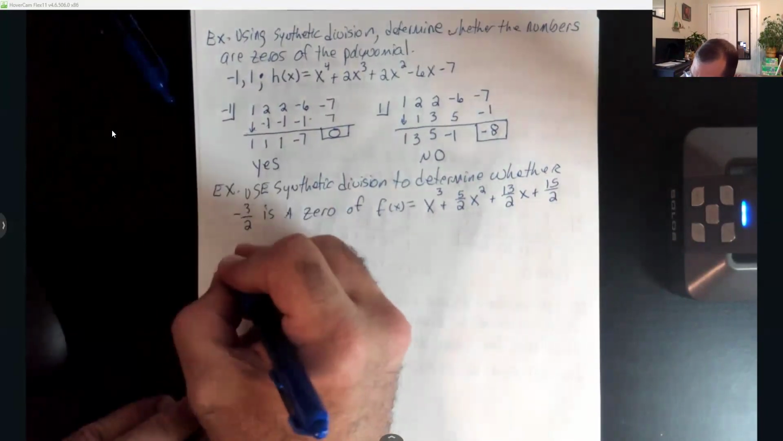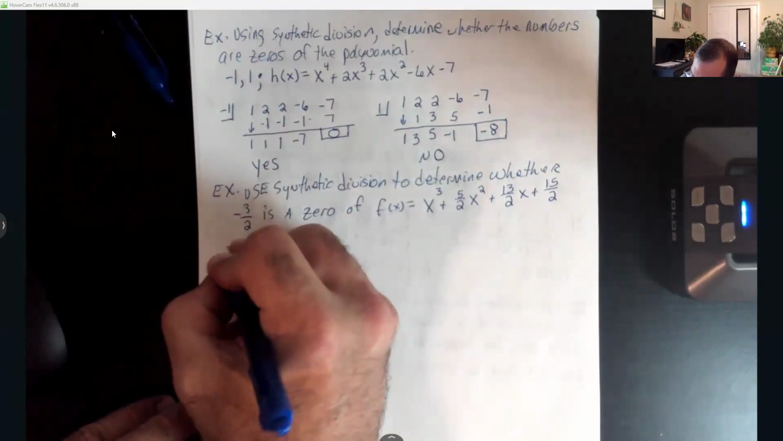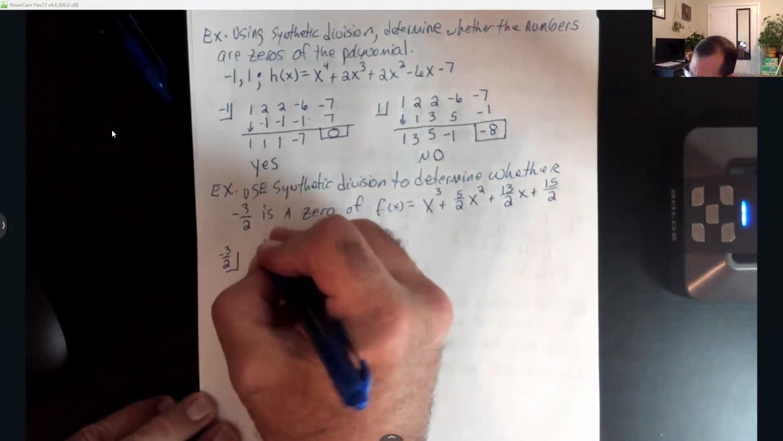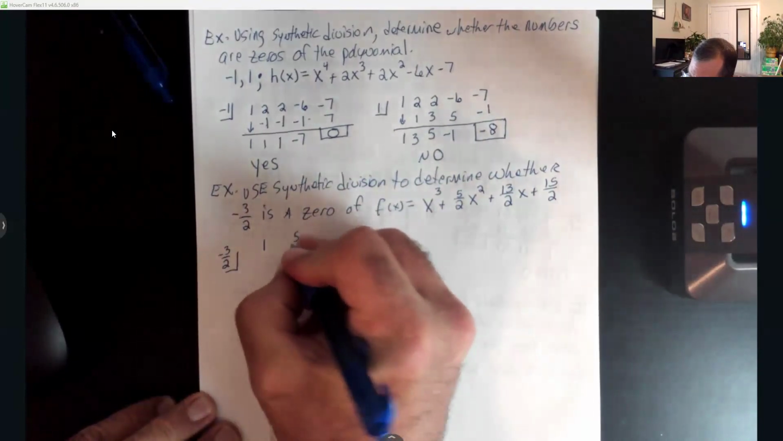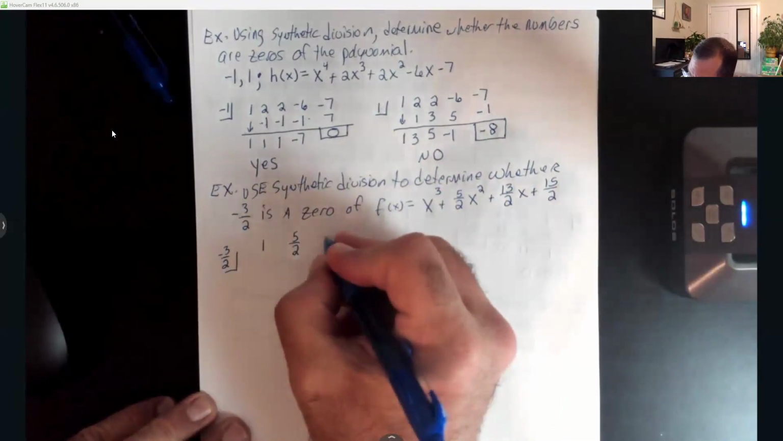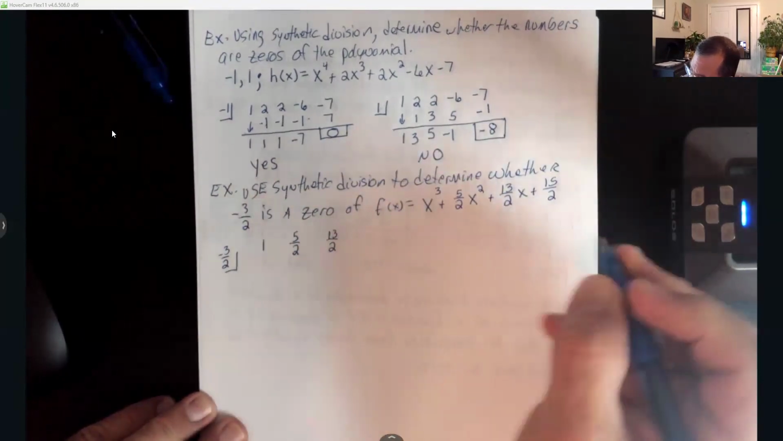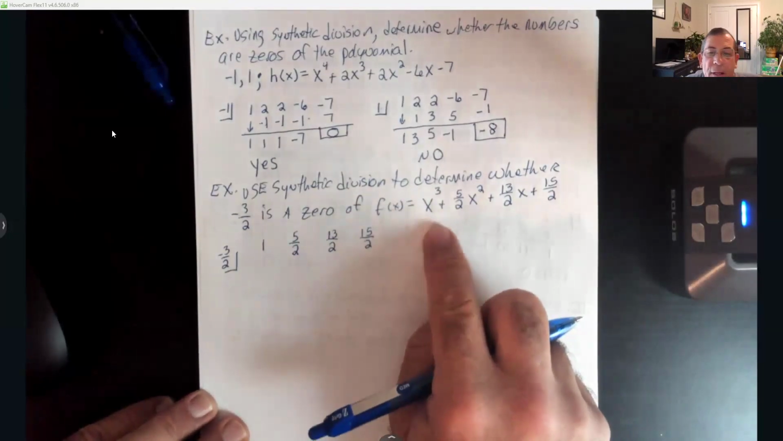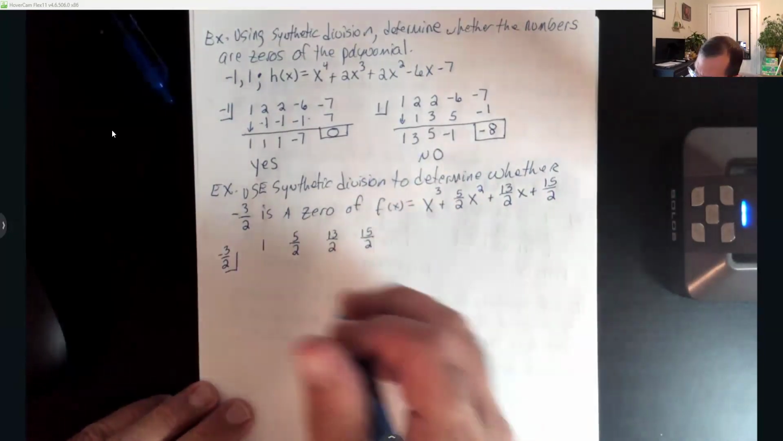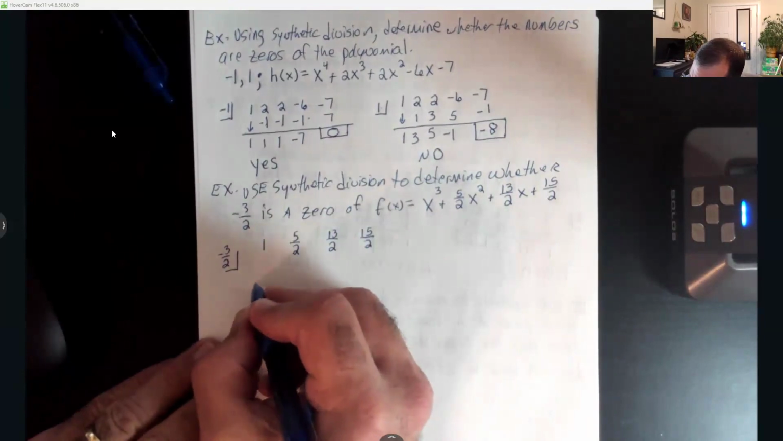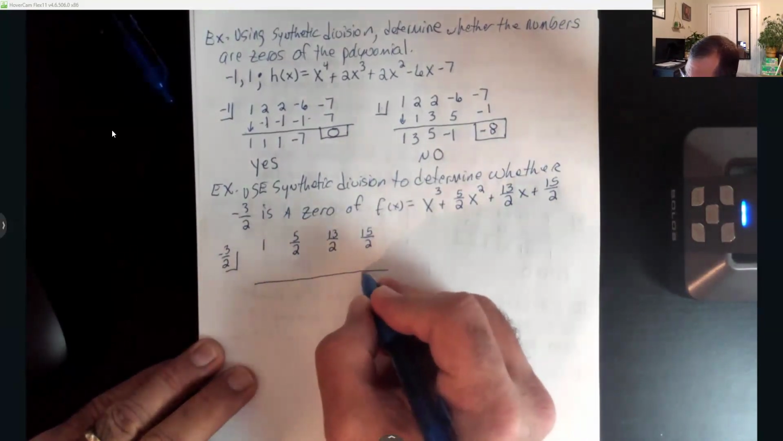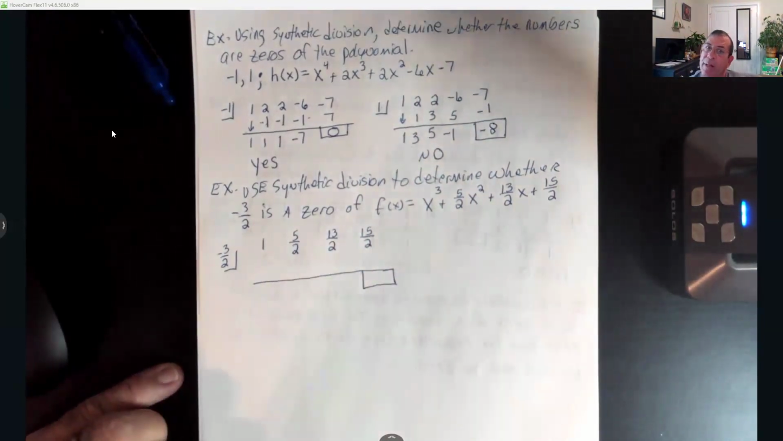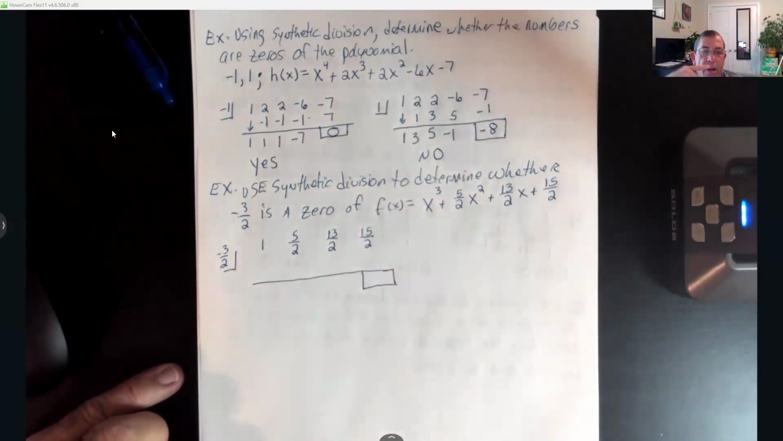So our C is now -3/2. Nothing's missing, so my coefficients are 1, 5/2, 13/2, and 15/2. So all of them were positive. Now I'm going to leave a little more space because I got fractions. And then I'm going to box under this. Y'all, I'm still looking for a 0 remainder to put yes. Anything else, I'm going to put no.